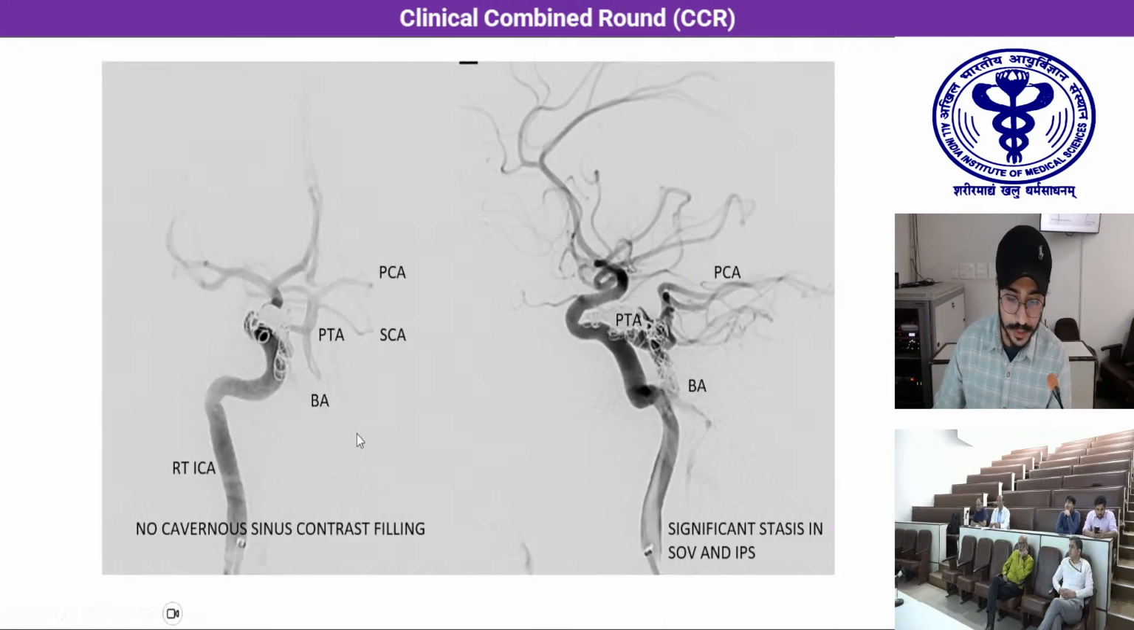These are the immediate post-embolization, post-coiling runs that we took. We can very well see the anatomy here. This is the right ICA run. We can appreciate the filling of the persistent trigeminal artery and the posterior circulation. This is the basilar artery, PCA, SCA, and this is the basilar trunk itself. We can see that there is no cavernous sinus filling in this case. On the lateral runs, there is significant stasis noted in the inferior petrosal sinus.